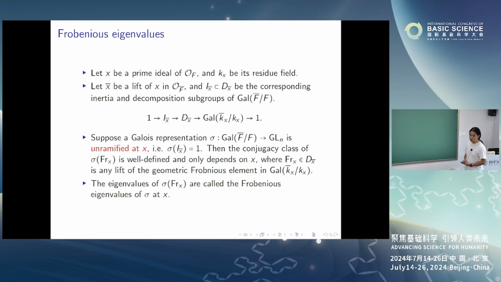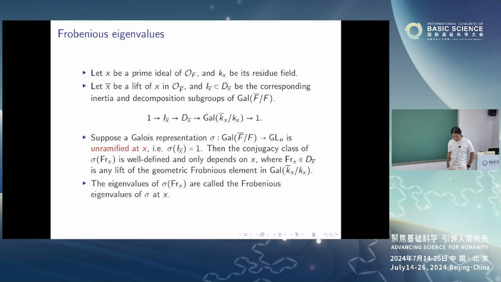Suppose our Galois representation is unramified at x, which means this inertia group acts trivially on your representation. Then you can define some numerical invariants called Frobenius eigenvalues as follows. You start from the Frobenius element, more precisely the geometric Frobenius element inside the Galois group of the residue field. You lift it to an element in the decomposition group, and you consider its image under this representation map, sigma. Because the inertia group I_x bar acts trivially on this representation, this image does not depend on the lift. Also, if you change this x bar, you will get a conjugate subgroup of the Galois group, conjugate to this decomposition group. Therefore, the conjugacy class of this element is well defined. In other words, we obtain a well-defined conjugacy class inside GL_n.